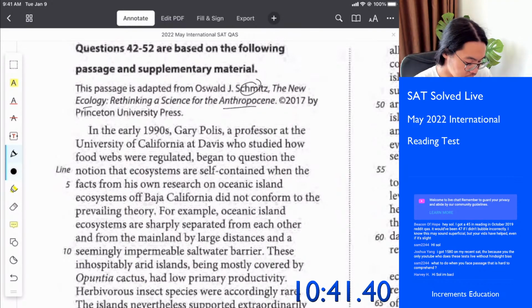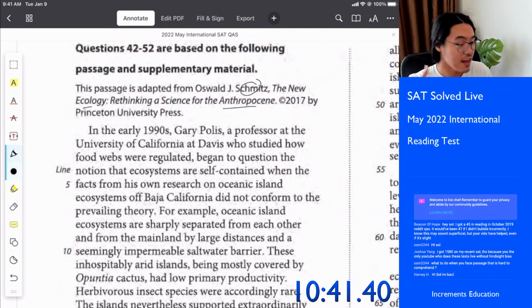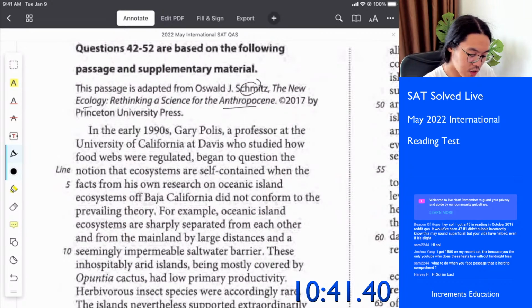Okay, I'm going to focus on this passage. Anthropocene. Okay, got it. Here we go. 3, 2, 1, let's go.